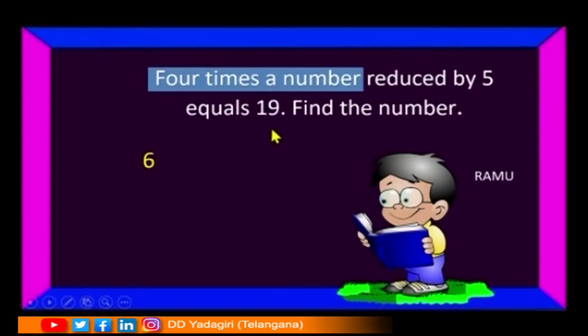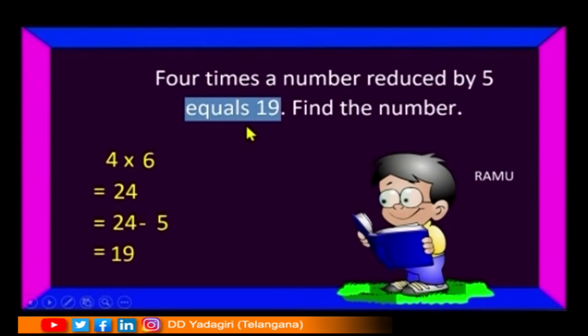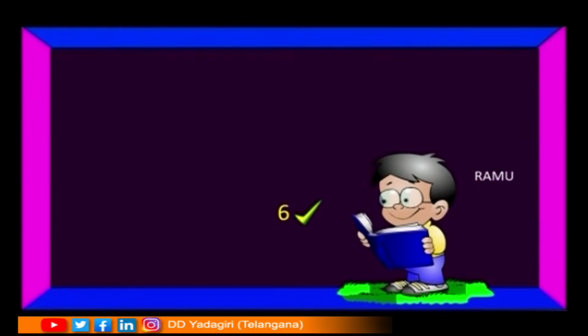As the first instruction, 4 times a number, he multiplied this 6 with 4, thus he got the answer 24. Then what is the next instruction? It is reduced by 5. So, he subtracted 5 from this number 24, thus 24 minus 5 is 19. And the answer in the question is also 19. Thus, Ramu's guess is correct in this case. So, 6 is the correct answer.